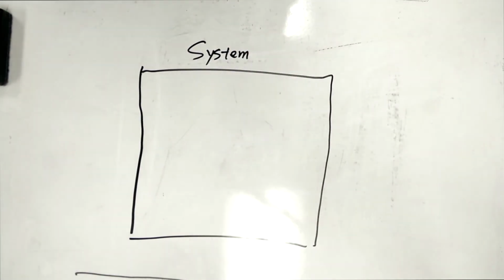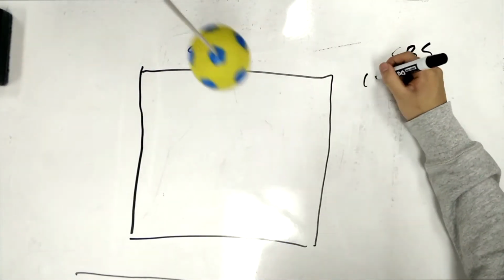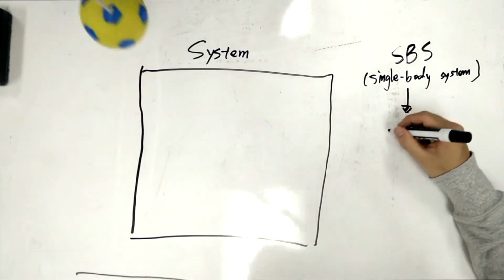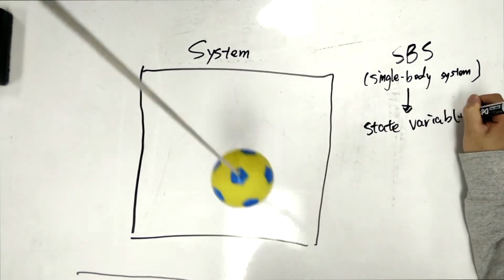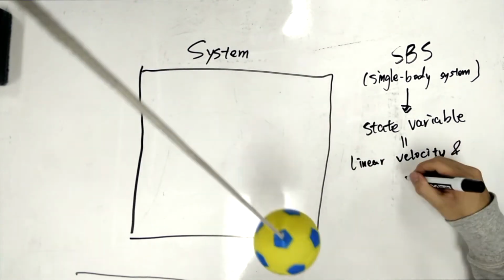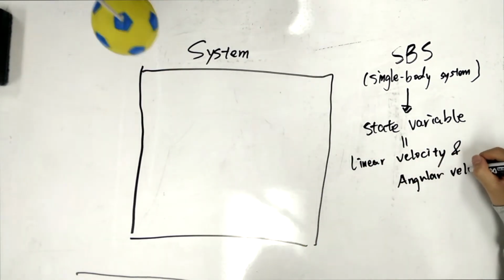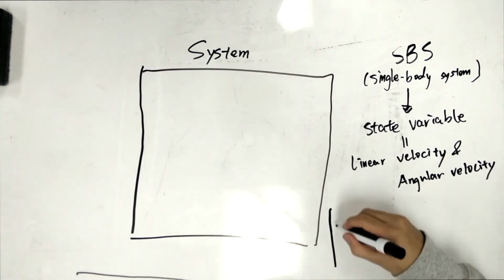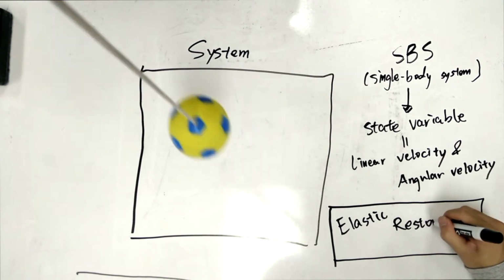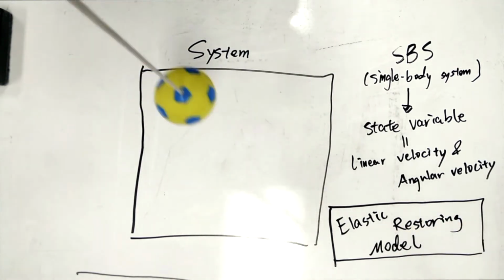Here's a system where the change in motion is oscillation. There's only single body system for oscillations, no multi-body system. And the state variable is linear velocity or angular velocity. And the model that describes the system is the elastic restoring model. And in this case, what keeps the pendulum moving is the restoring torque.